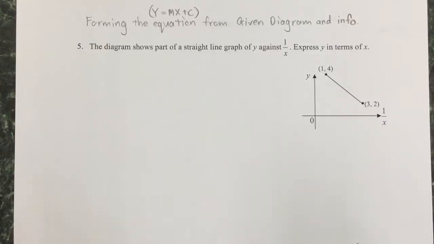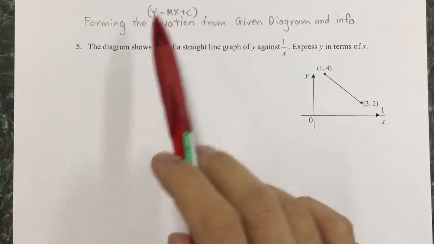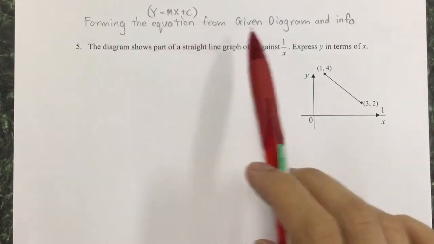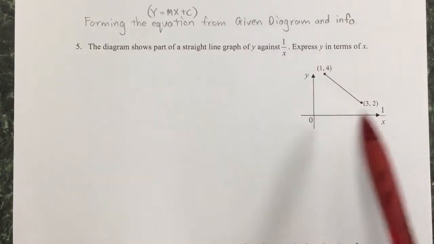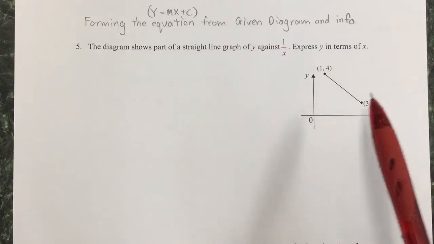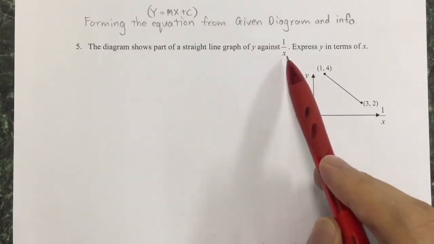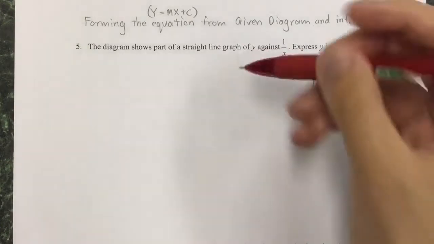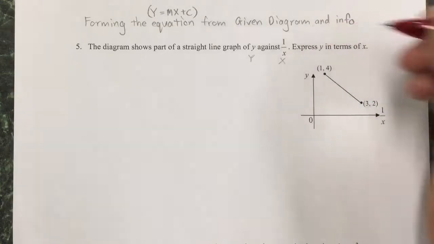Alright, so now in this example, we're going to see how we're going to start forming the equation y equals mx plus c in general from a given diagram like this and information given. So basically, x and y are not directly linear related, so to speak. Actually, this is a graph of y against 1 over x. So you can think of this as the big Y and this to be the x.